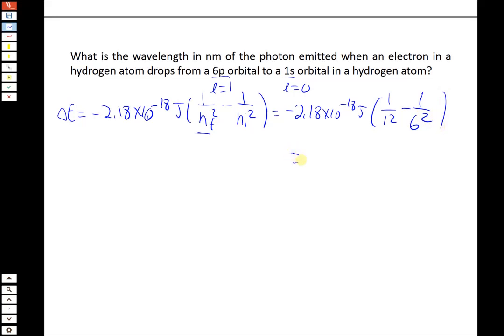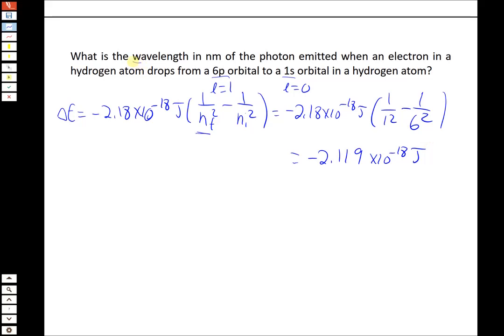So when we calculate this, it ends up being a negative number because we're dropping in energy, and we get minus 2. I'll keep one extra significant figure here just to make sure we don't lose anything. Minus 2.119 times 10 to the minus 18 joules. That's delta E, which is negative in this case because we're going from higher energy to lower energy.